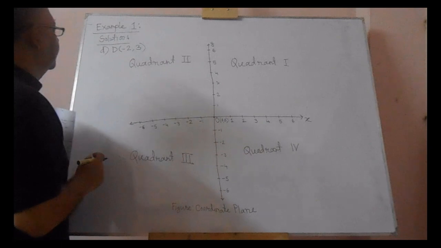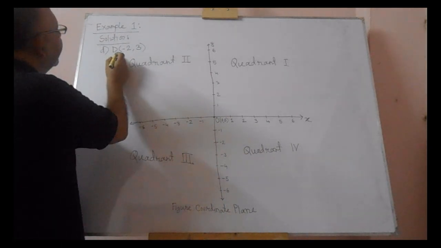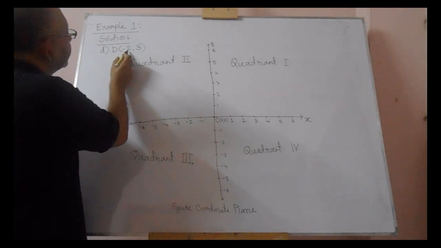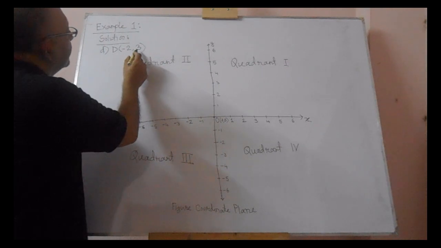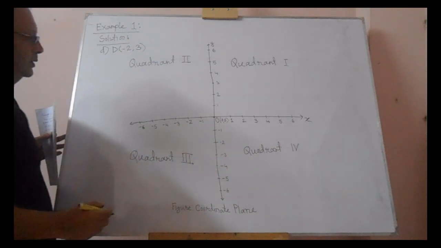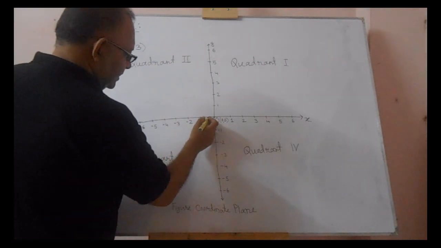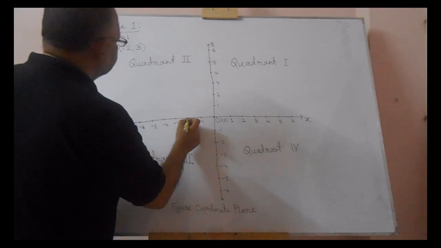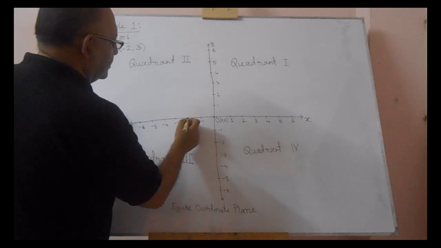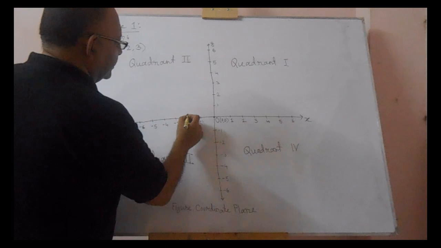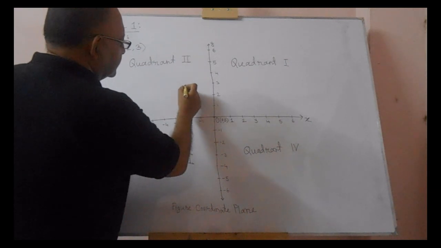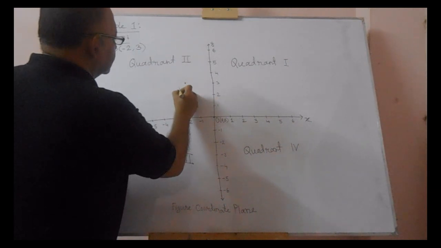This is part D. Point D has x coordinate of negative 2 and y coordinate of positive 3. So x coordinate of negative 2 is this one, and from this point y coordinate of plus 3 will be this. So D.